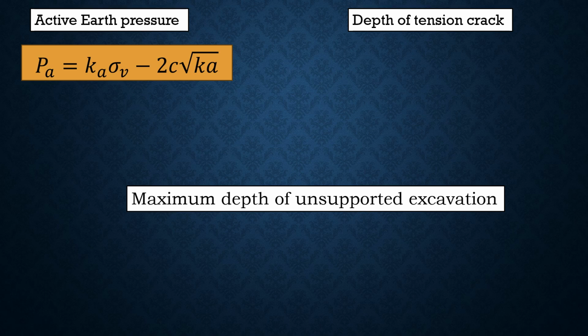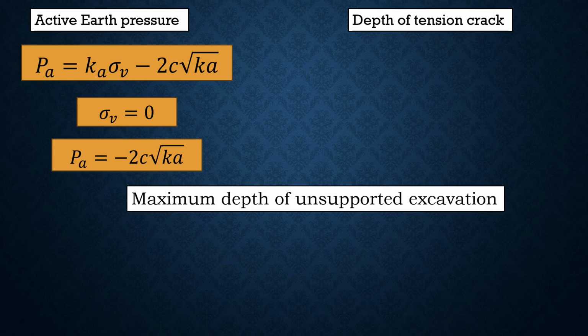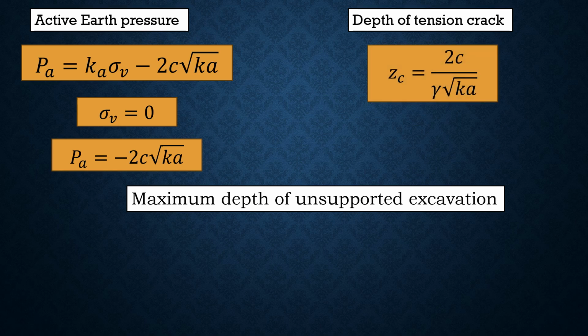In the previous slide I discussed the horizontal plane. In case of the active state, the horizontal plane is the major principal stress. So here sigma h is present, but in case of the active state, the sigma v value is 0. So the condition is sigma v equals 0, and Pa is equal to minus 2C square root of K. So this is about the active earth pressure, because here the horizontal plane means the major principal plane, and in the vertical direction it is 0.